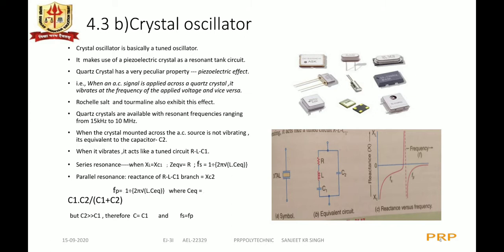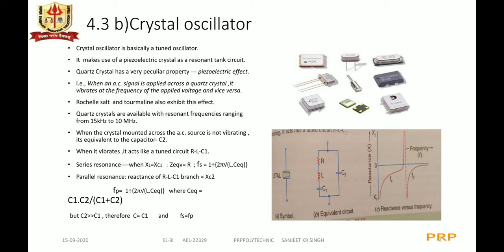The crystal oscillator makes use of a piezoelectric crystal as a resonant tank circuit. The crystal is usually made of quartz material and that can provide a high degree of frequency stability and accuracy. Therefore, crystal oscillators are very useful in applications where the frequency stability is of importance. The crystal oscillators are widely used in communication transmitters, digital watches and clocks.